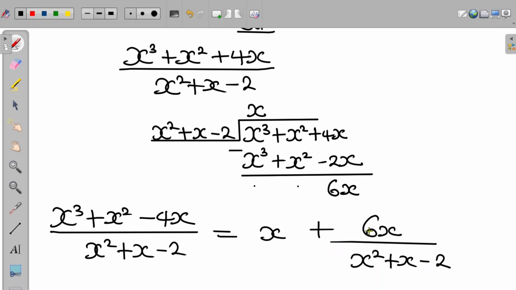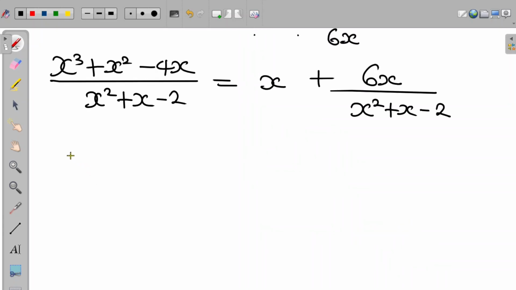Now, if we observe, by using the long division, we have reduced the power of x at the numerator. Now, let us consider the proper fraction at the right-hand side. So, for the proper fraction, we have 6x divided by x squared plus x minus 2. Now, first, let us consider the denominator. It's obvious that the denominator can be factorized.